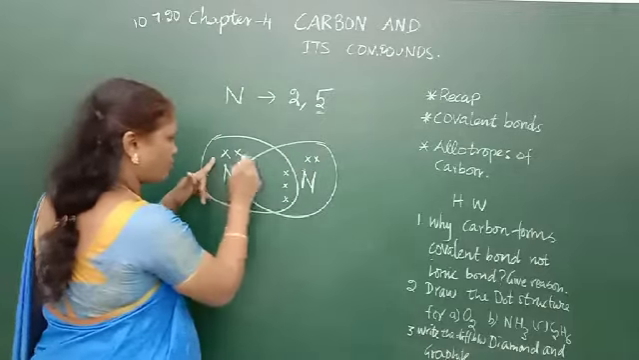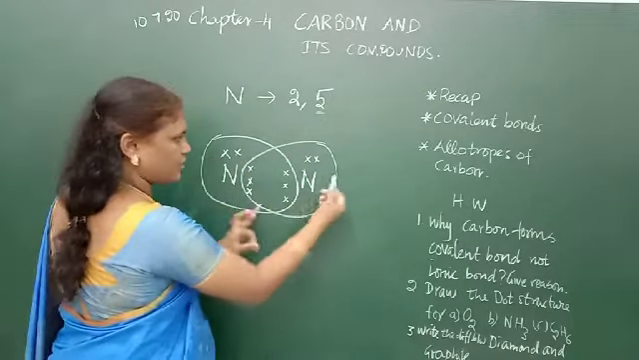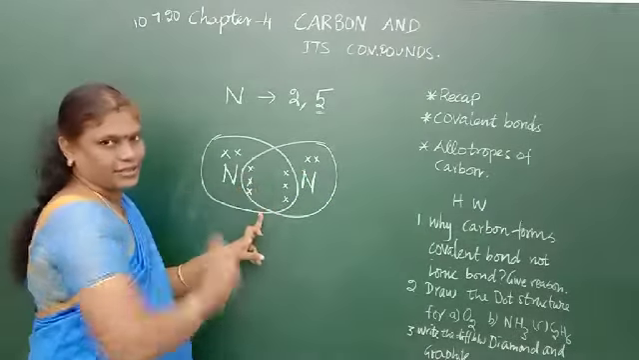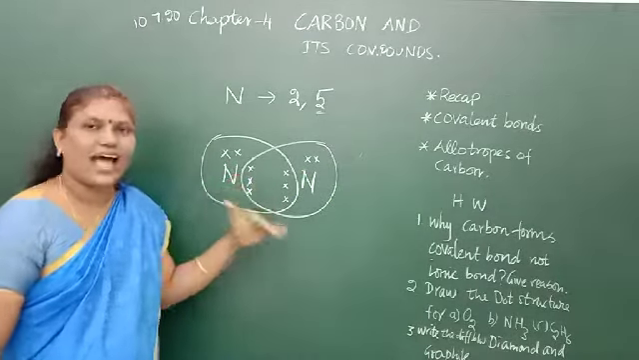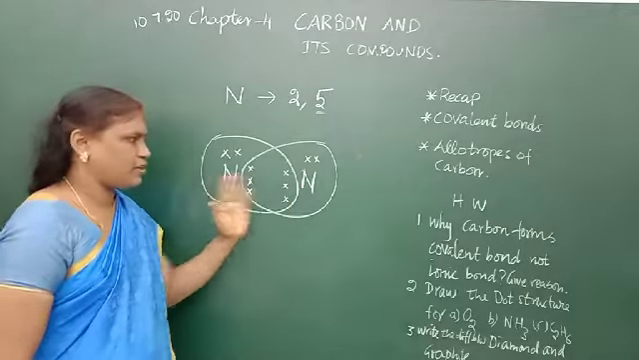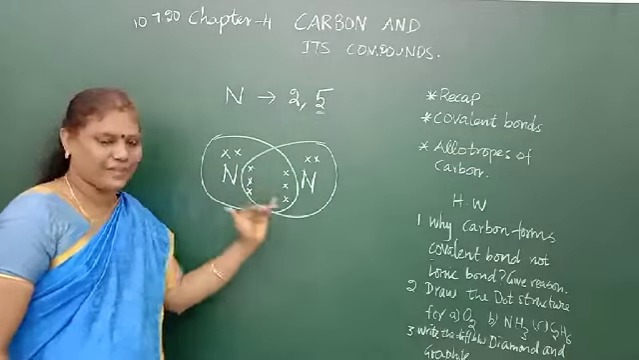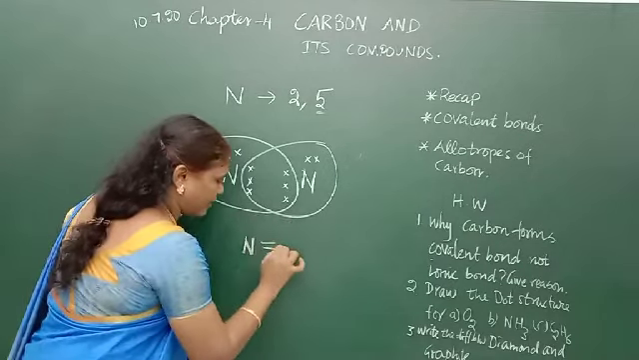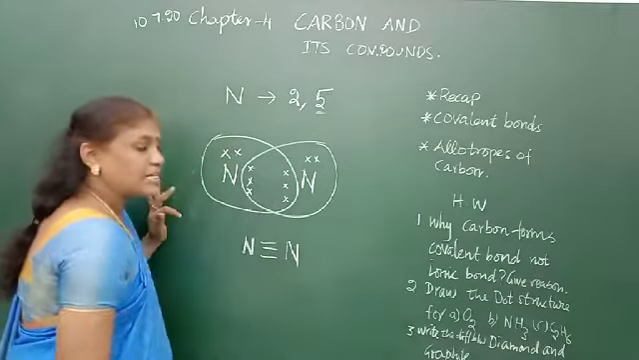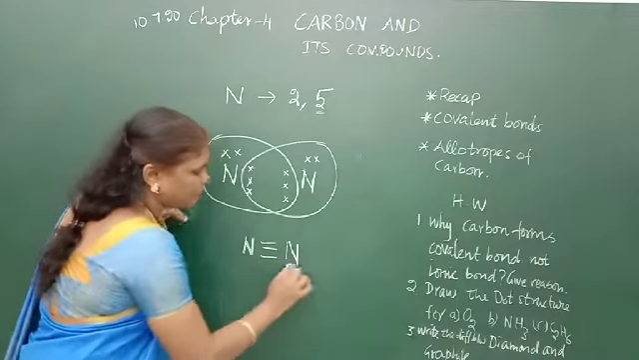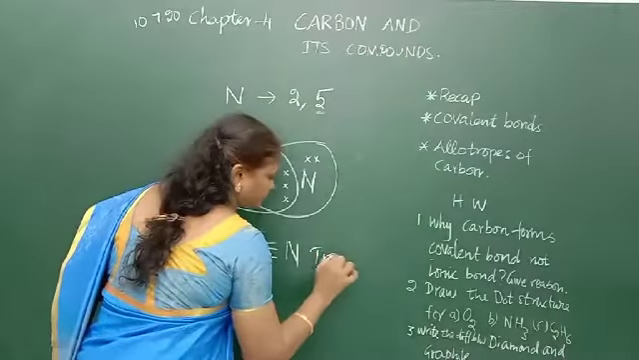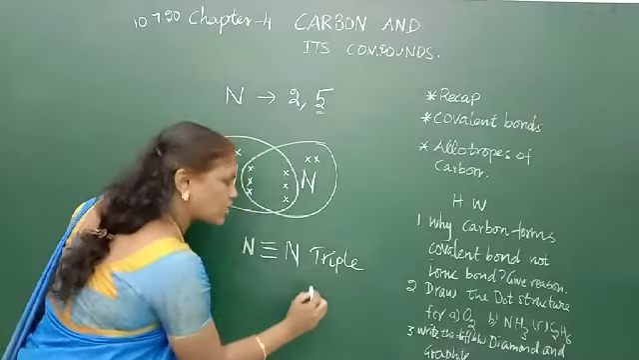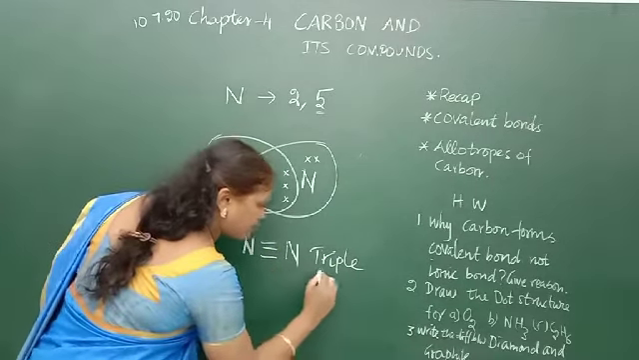Now you see 1, 2, 3, 4, 5, 6, 7, 8. Here for this nitrogen 1, 2, 3, 4, 5, 6, 7, 8. So this is the way they share. Equally they are sharing. I am giving 3, you also give 3. So mutual sharing of electrons takes place and nitrogen and nitrogen will form a triple bond. What bond? Triple bond. Hydrogen single bond, oxygen double bond, nitrogen triple bond.